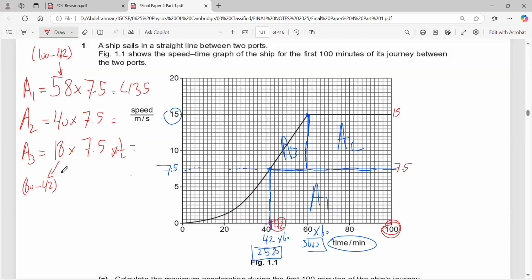But there's something wrong you didn't do. You didn't multiply the time by seconds. You need to multiply these areas by 60.